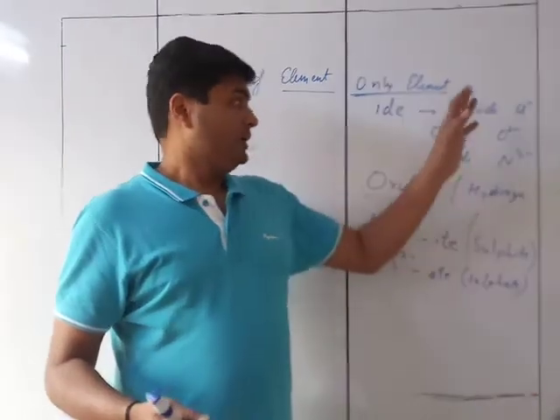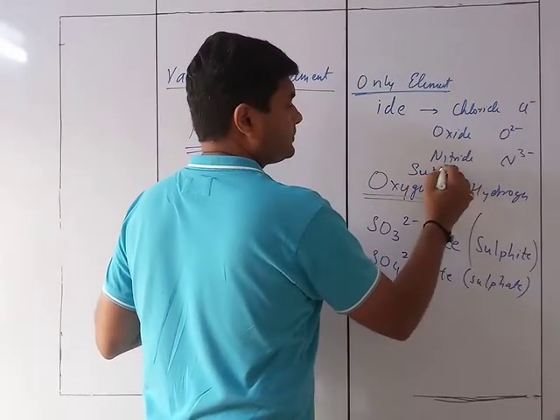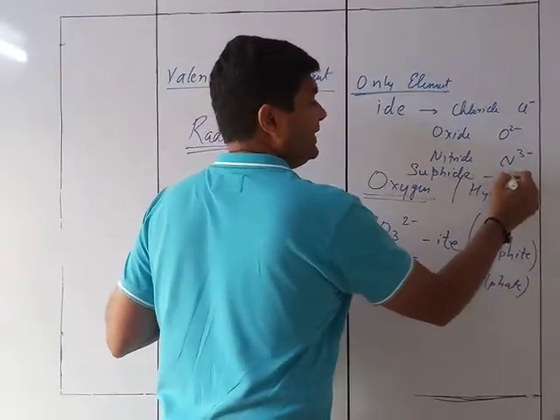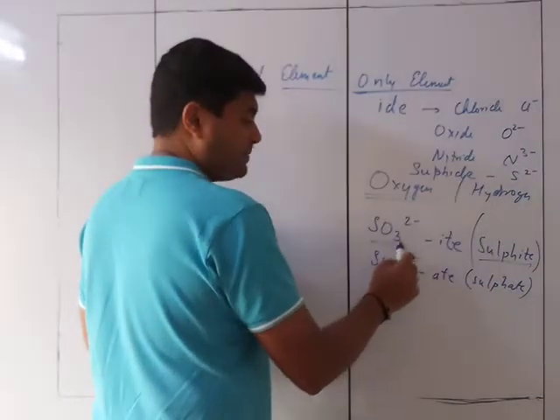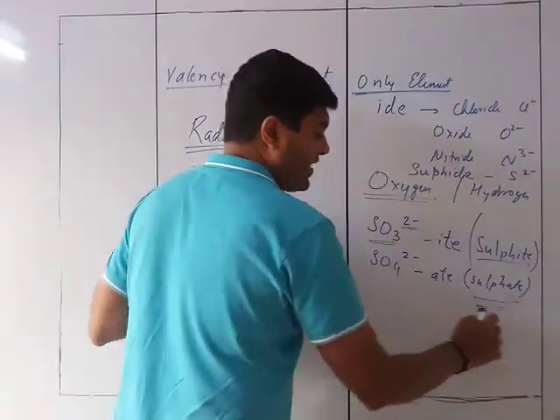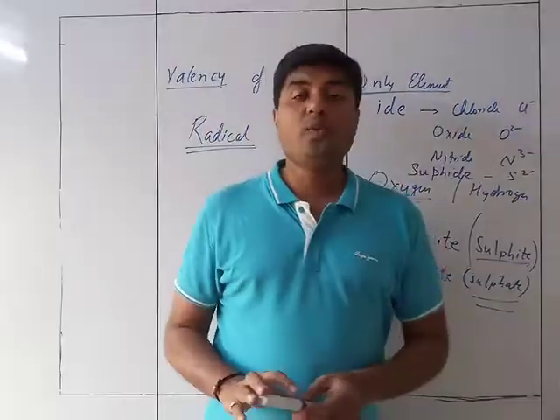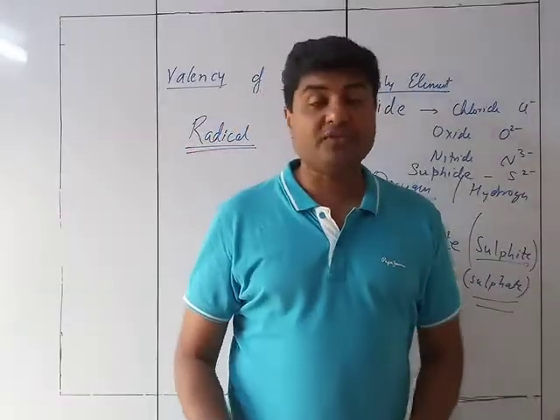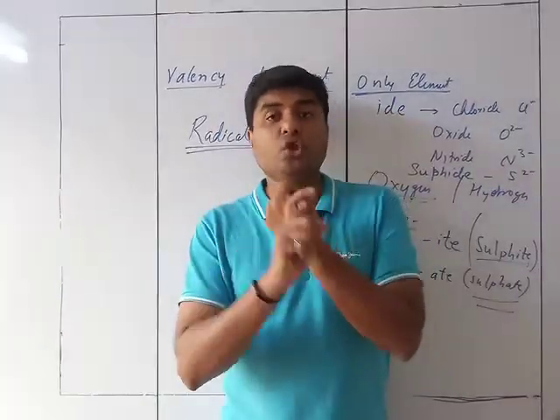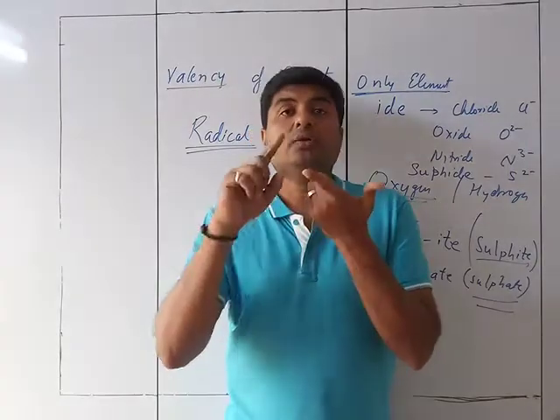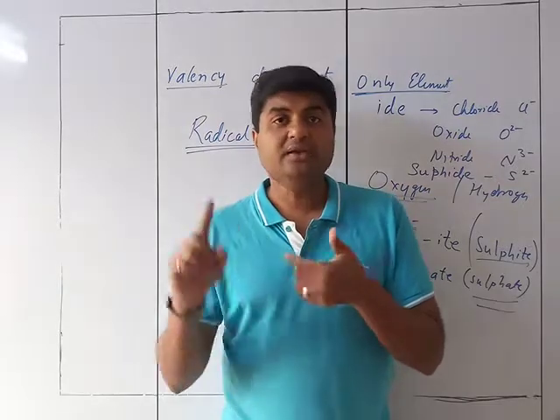If I talk about sulfur itself, sulfide will be S2-, sulfite is SO3 2-, and sulfate will be SO4 2-. So these are the three ways in which sulfur forms a radical with or without oxygen. If no oxygen, sulfide; more oxygen, sulfate; less oxygen, sulfite.